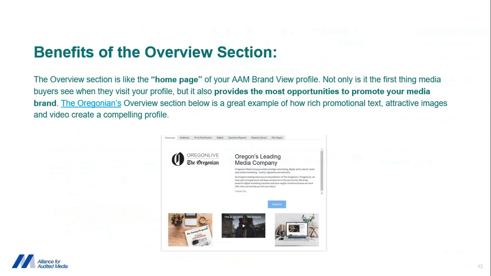Overview section. This is one of my favorite parts of the Brand View profile, because this is where you get to customize your information. You really get to highlight information about your publication, about your brand story. It's truly your home page. You get opportunities to promote your media brand. You get to put graphics in, your link to your media kit. You can put in what your mission statement is, or just a little blurb about what your publication is, and then you can also have a link to your media kit.